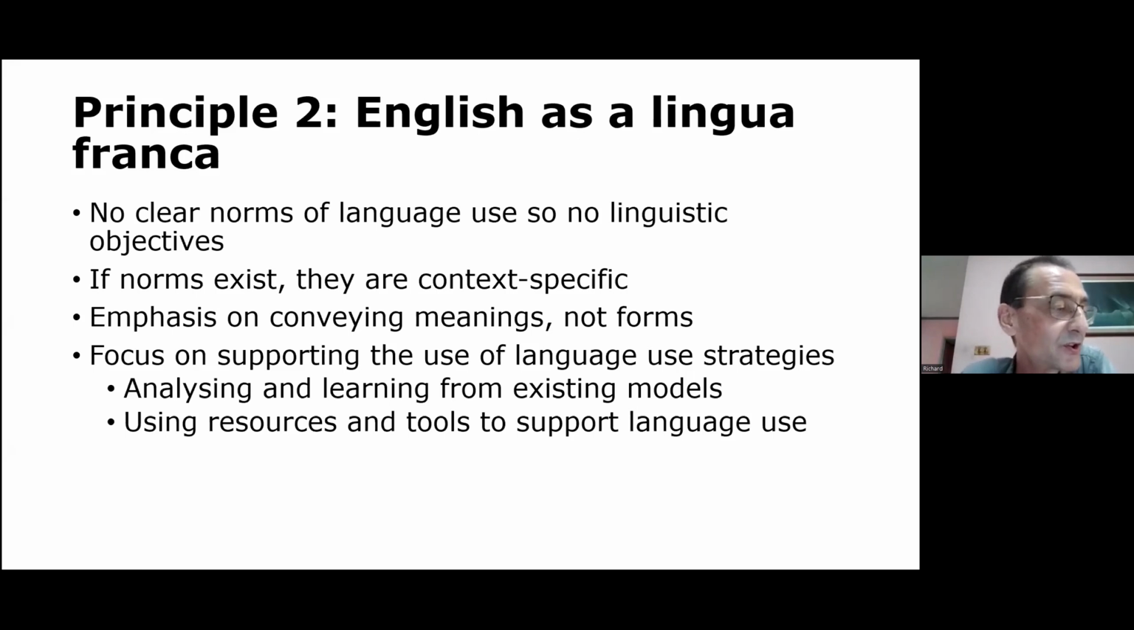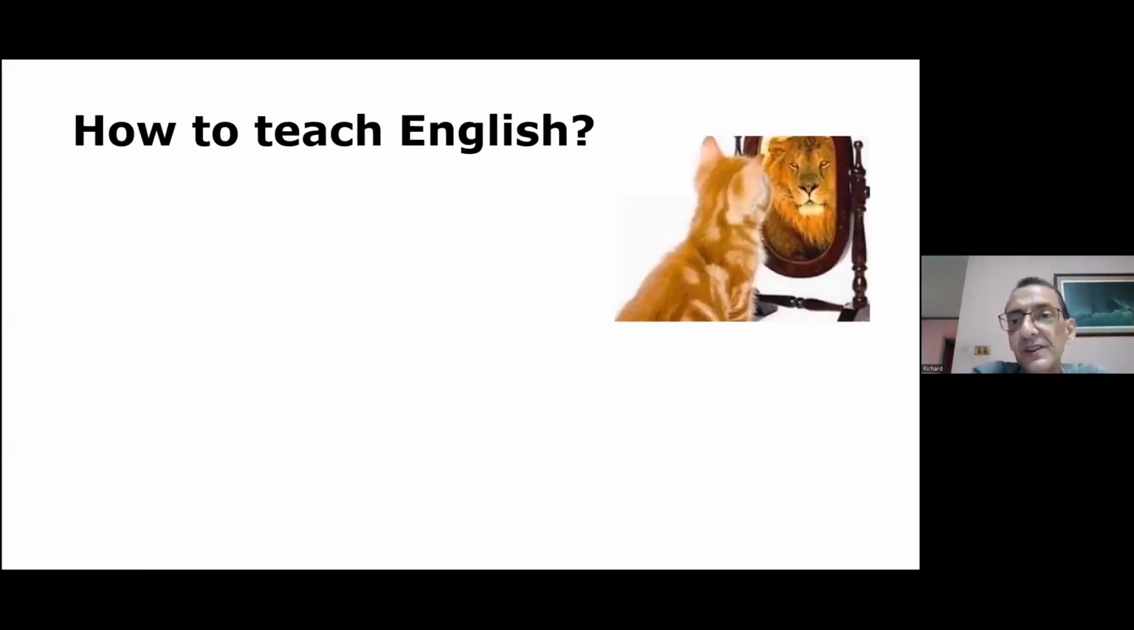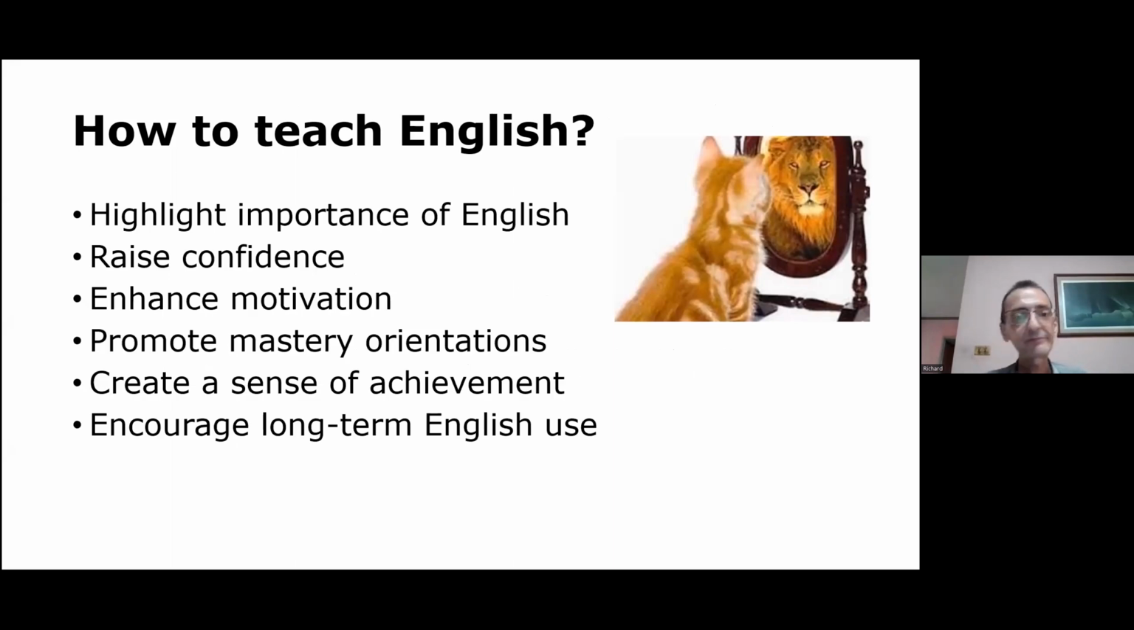Moving on to my third question, which was how to teach English. And here I'm going to suggest 6 interrelated principles which I believe should guide us as teachers in how we teach. And here they are. We should be highlighting why English is important. We should be encouraging students to do things in English so they would want to do things in English, and for that highlights the importance of English.